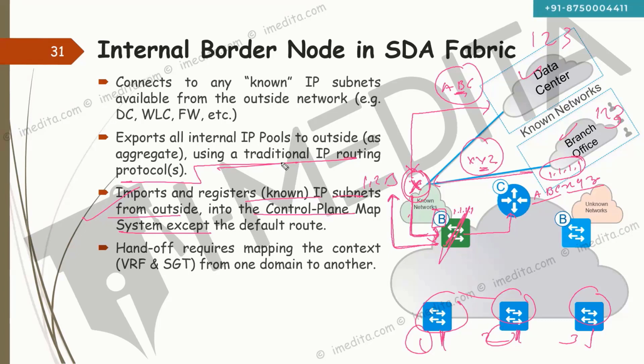However, in reality, the protocol that we will use is the BGP, the Border Gateway Protocol. The protocol that will be used here on the border node and this router, responsible to accept all the routes from there and advertise all the routes to there, is going to be the BGP protocol. It is going to be Border Gateway Protocol.